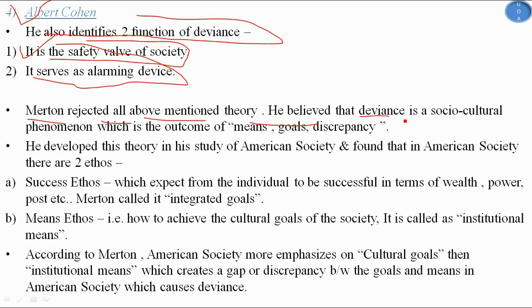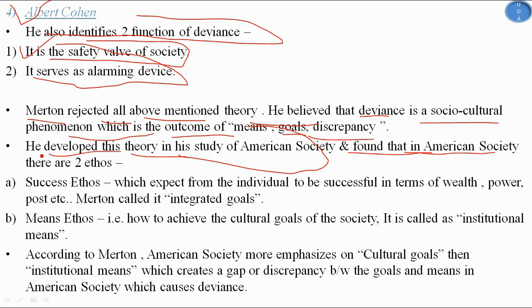He believed that deviance is a socio-cultural phenomenon which is the outcome of means, goals, and discrepancy. When he developed this theory in his study of American society, he found that in American society there are two ethos. The term ethos means the characteristics or fundamental values of an individual, culture, or people. These are basically the fundamental characteristics or values that human beings have.